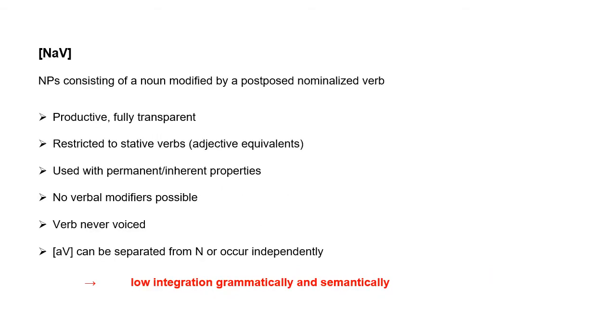The next pattern is the noun followed by a nominalized verb. And here we also get fully productive patterns, and they're fully transparent semantically. We don't get idiosyncratic meaning there. We don't get lexicalization there. There is a restriction, though, to stative verbs, verbs that are adjective equivalents in European languages. These are used mainly or probably only with permanent and or inherent properties of the noun, so not momentary properties.